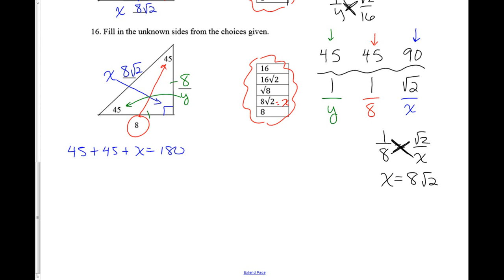And then I'm not going to use the x. I'm going to set these two equal. So I have 1 over y is equal to 1 over 8. And that gives me y is equal to 8. And that is in my answer bank. Moving on to 17.